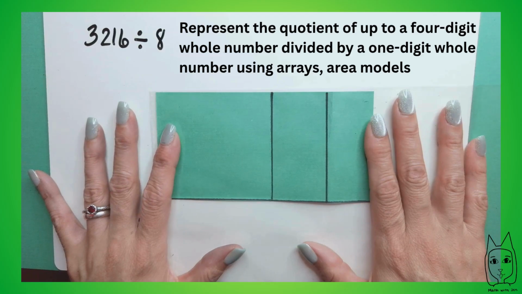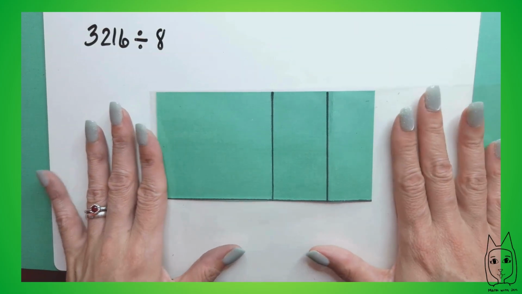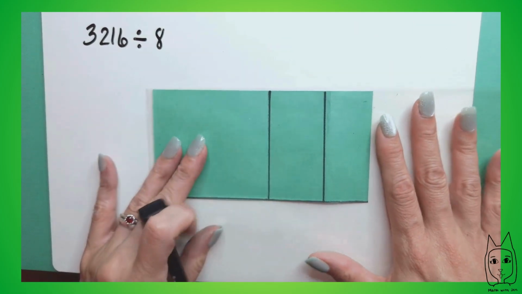In this video, we are going to represent the quotient of up to a 4-digit whole number divided by a 1-digit whole number using arrays, area models, or equations. First, we are going to start with an area model.